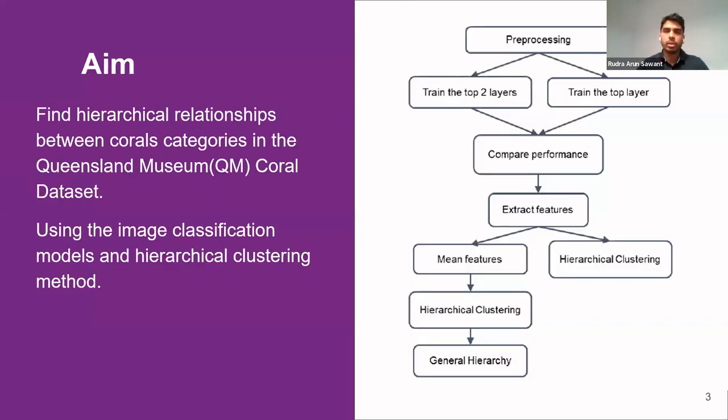So our aim is to basically classify corals into a taxonomy, a hierarchical classification of corals, using the Queensland Museum's coral dataset. They have provided us a dataset which we'll be using for this, and we are using image classification techniques, which are neural networks. What we are doing is first training an image classification neural network in the task of classifying corals belonging to different categories. Once the network is trained, we use it to obtain feature embeddings of each coral image. These feature embeddings are used as a representation of each image. Then we use a hierarchical clustering algorithm, hierarchical agglomerative clustering, to cluster these feature embeddings into a hierarchical taxonomy.